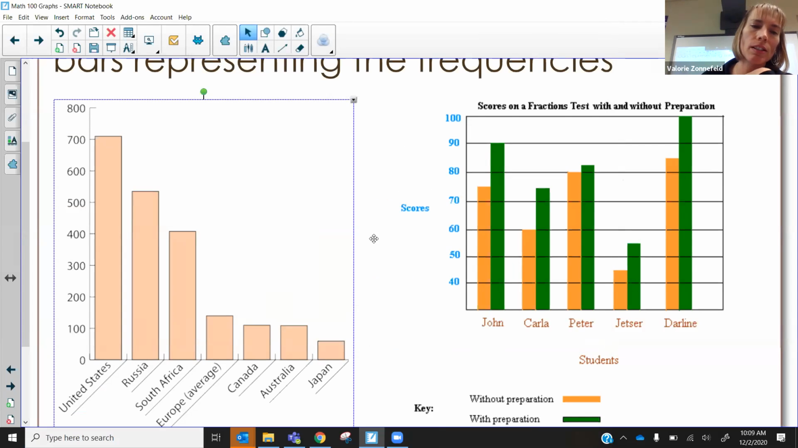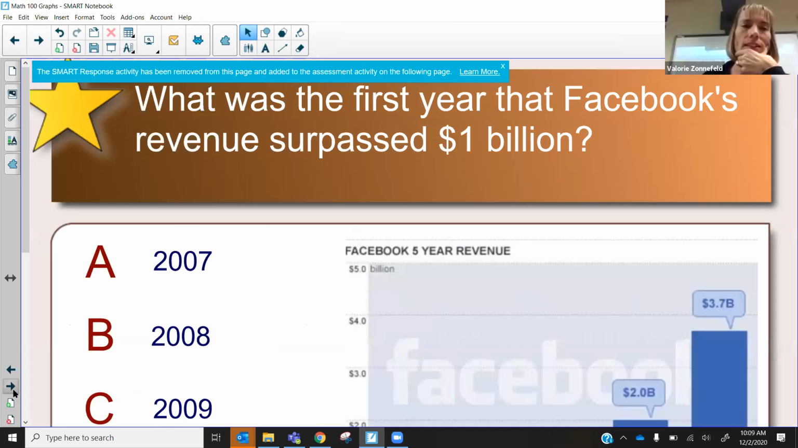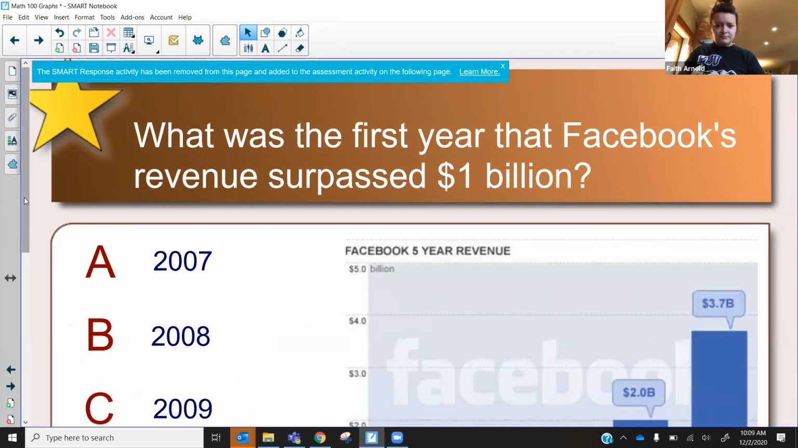So this is bar graphs. And the question I had to ask is, which country has the least frequency in this bar graph? Japan, yes, Japan it is. All right, so we're going to answer some questions here from bar graphs. So practice our reading bar graphs.